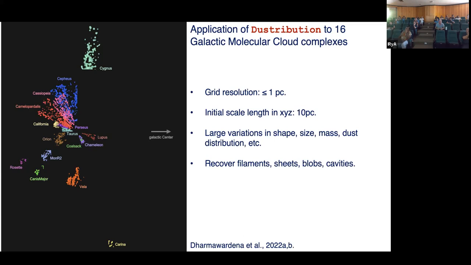So we have all the nearby clouds, things like Perseus and Taurus, all the way out to Cygnus and Carina. We had an initiating scale length of 10 parsecs, and the grid resolution of the sampling is less than 1 parsec. So we achieved sub-parsec resolution for these scales. And just from this map, you can already see that you have flat sheets, spherical blobs, filamentary structures, and everything in between. So these molecular clouds, when you look at them in 3D, are very non-uniform.